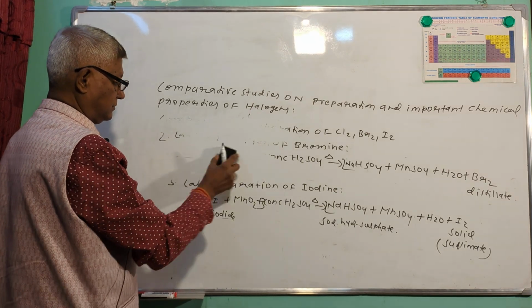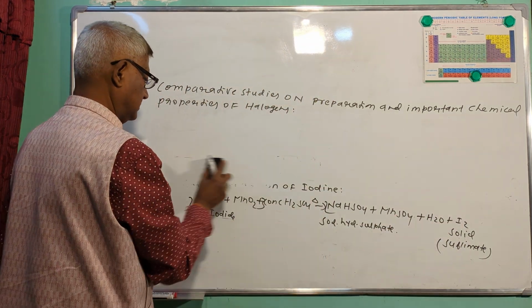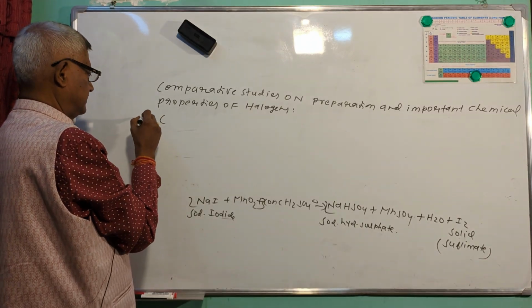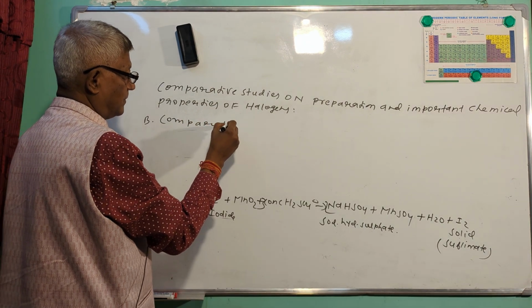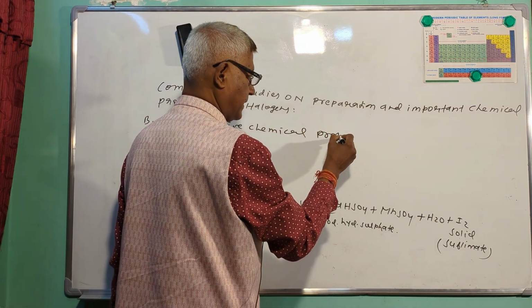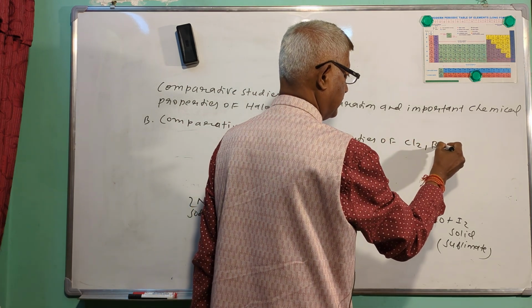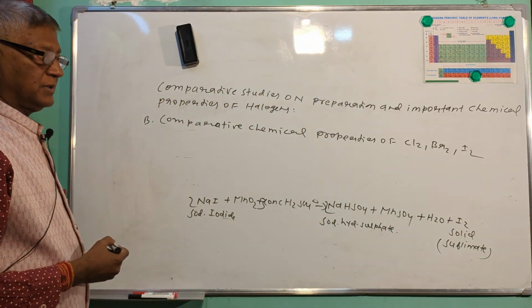Now next heading is comparative chemical properties of chlorine, bromine, iodine. Yes, so only chlorine, bromine, iodine is asked in examination, not fluorine.